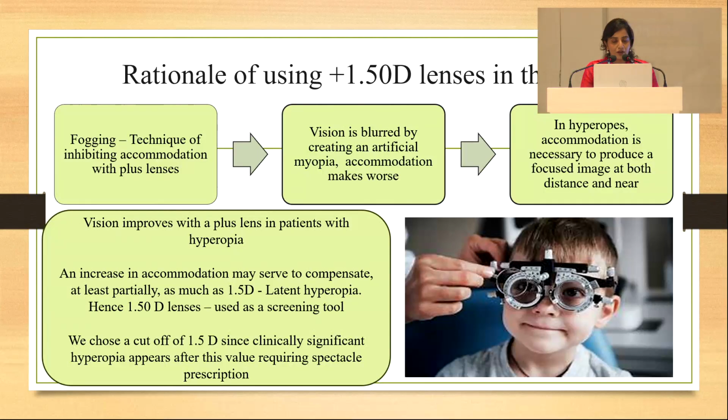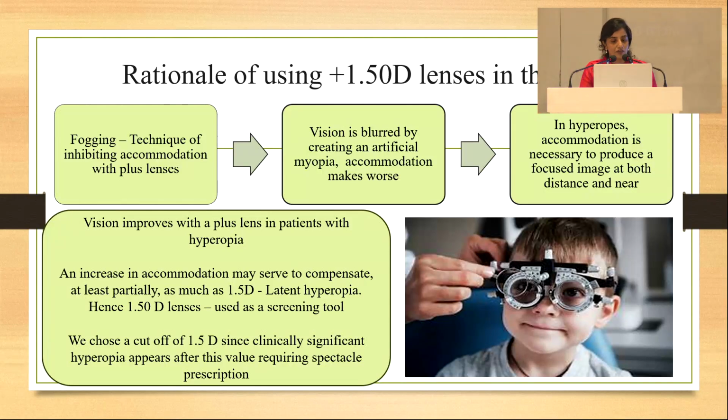The rationale of using these lenses is that fogging is a technique of inhibiting accommodation with plus lenses, and vision is blurred by creating an artificial myopia, making accommodation worse. In hyperopes, accommodation is necessary to produce a focused image at distance and near. Vision will improve with the plus lens in hyperopes, and an increase in accommodation may serve to compensate at least partially 1.5 diopters, which is known as the latent hyperopia. Hence, these lenses were used as a screening tool.